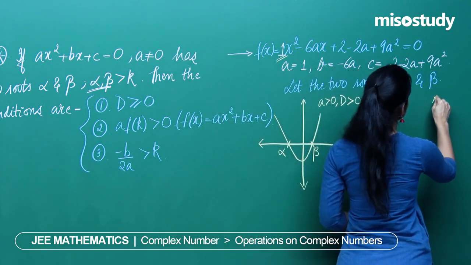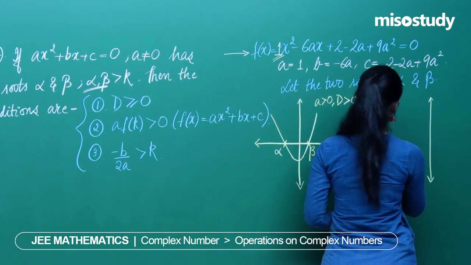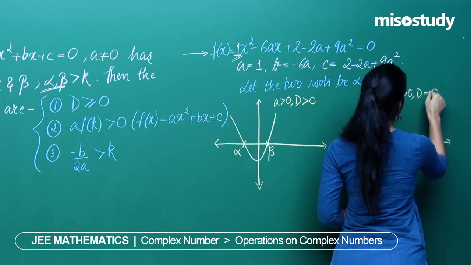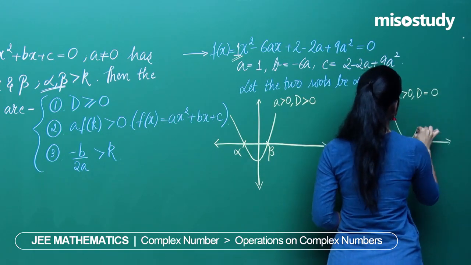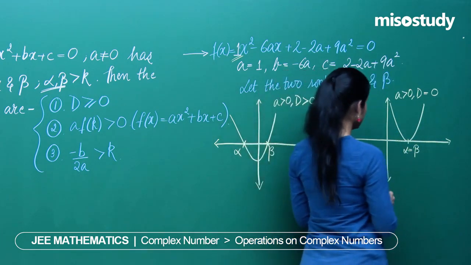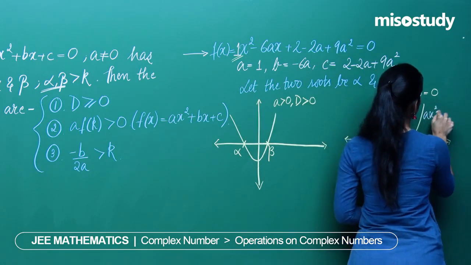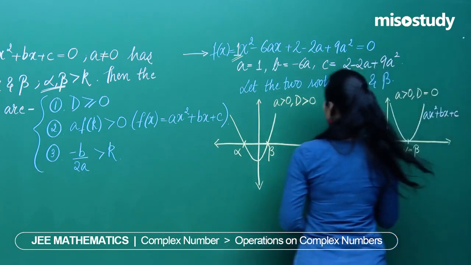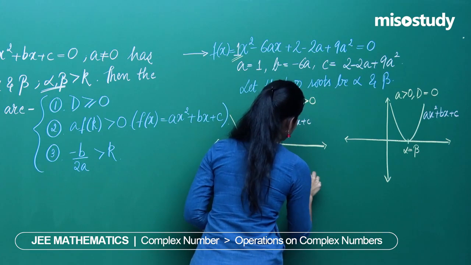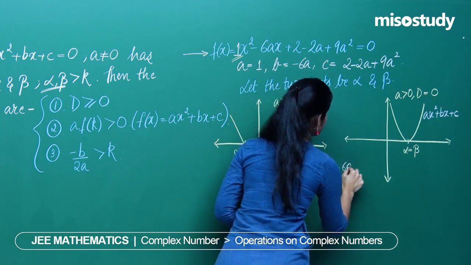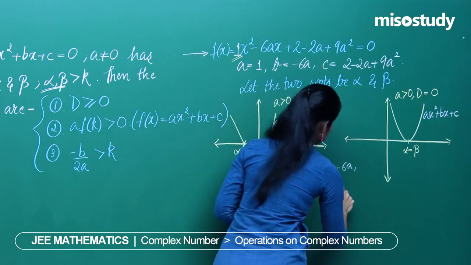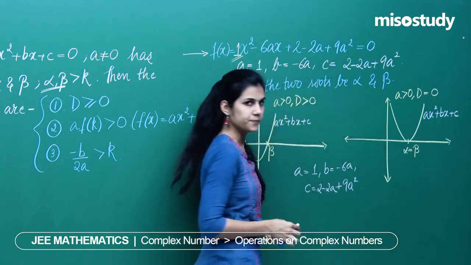Or you can have a scenario in which a is positive but discriminant is 0. Again the parabola opens upwards, but this time alpha is equal to beta, right? This is nothing but ax square plus bx plus c, and this is also ax square plus bx plus c, where a is 1, b is minus 6a, and c is 2 minus 2a plus 9a square.